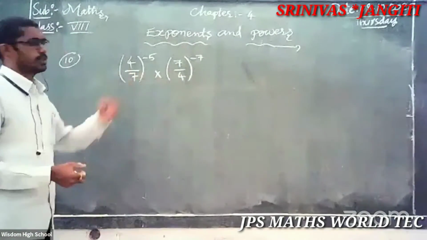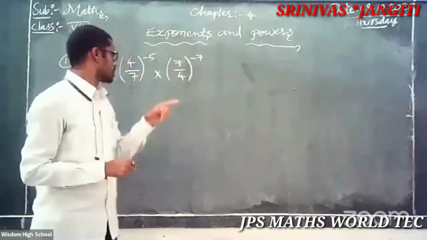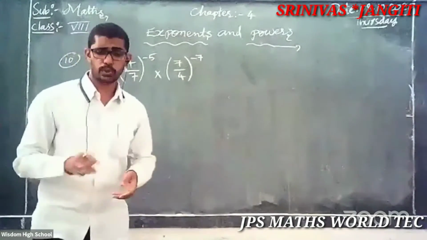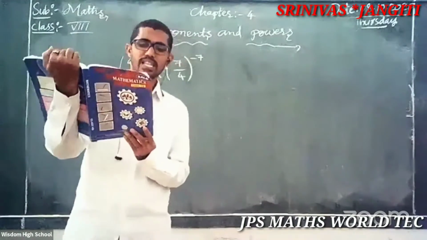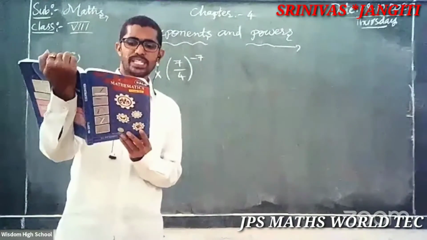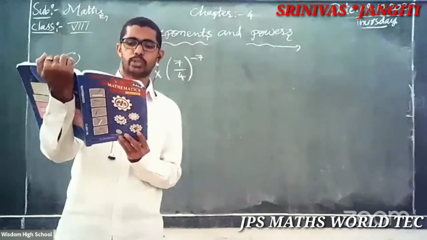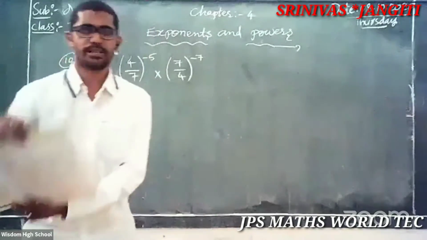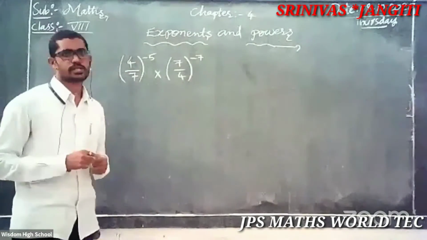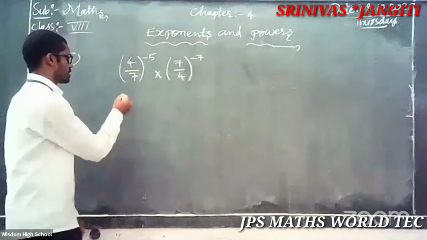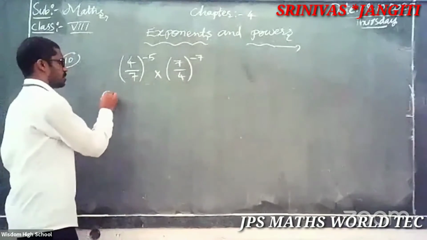So here, there are lots of exponents. That means this looks so simple. But what is the problem here? Clear everybody? Simplify and give reason. 4 by 7 all to the power of minus 5 into 4 by 7 all to the power of minus 7. Just so simple. How? Lots of exponents. Okay, apply here. Everybody observe. Let's start the solution.